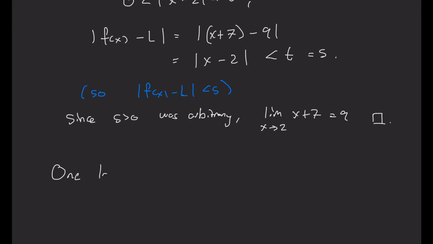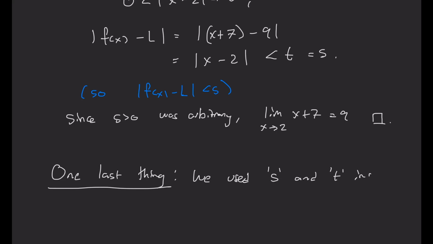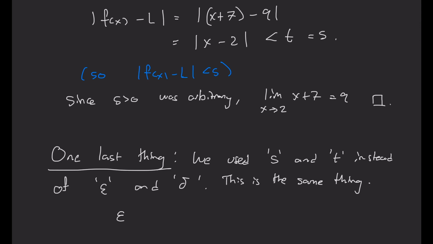Okay, so one last thing. We are using s for our small number and t for our threshold of closeness, but in almost every textbook you'll see epsilon and delta being used. These are the same thing. So our s and t means exactly the same thing. Epsilon and delta are just names.